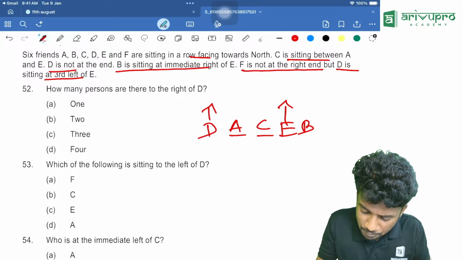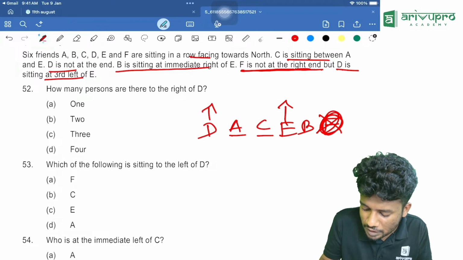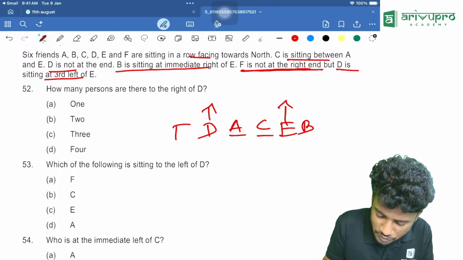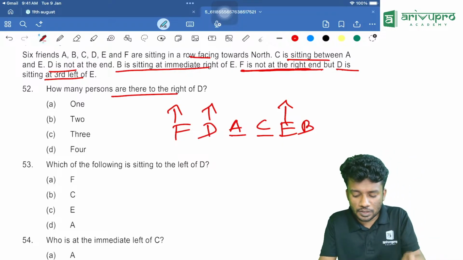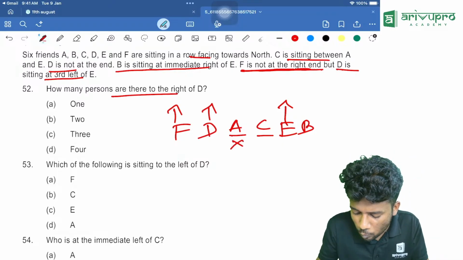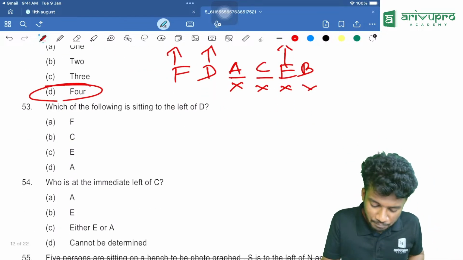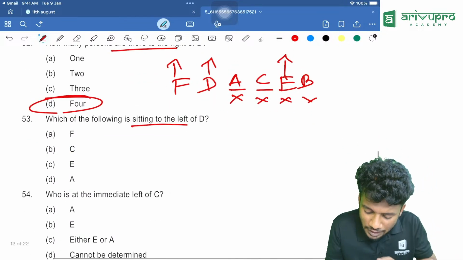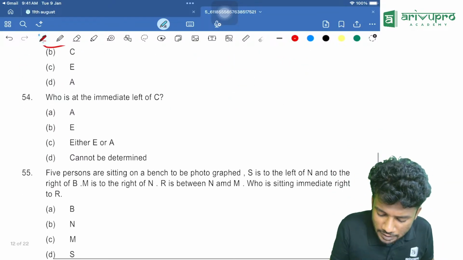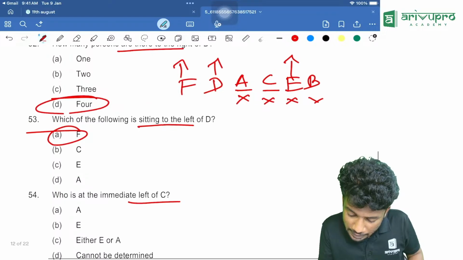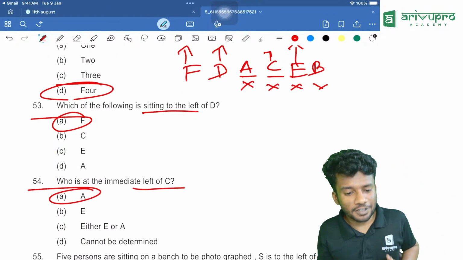Then what is given? F is not at the right end. That means F cannot sit over here. That is the right end. Then F should sit in the left end. Now the question is, how many persons are towards the right of D? 1, 2, 3, 4 people are towards the right of D. Then which of the following is sitting to the left of D? F is sitting to the left of D. Who is at the immediate left of C? The A is at the immediate left of C.